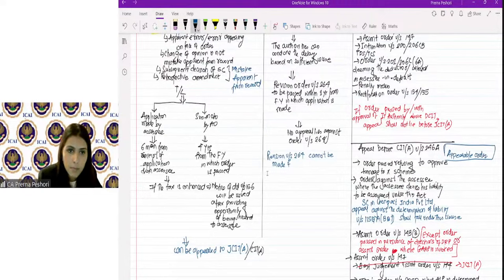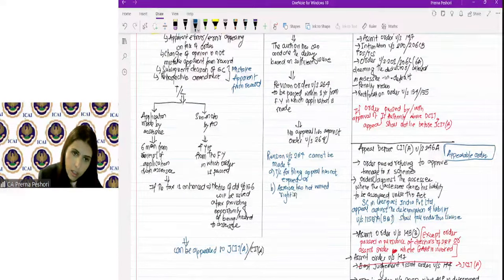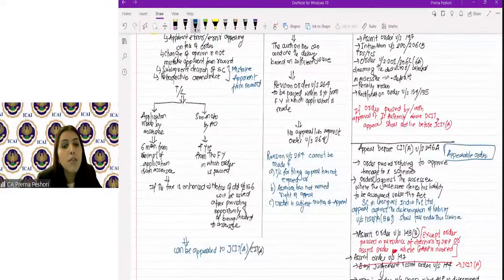if time limit for filing appeal has not expired, or assessee has not waived the right of appeal, or order is subject matter of appeal. In these cases, 264 cannot be filed. Yes or no? Any questions? Any doubt?